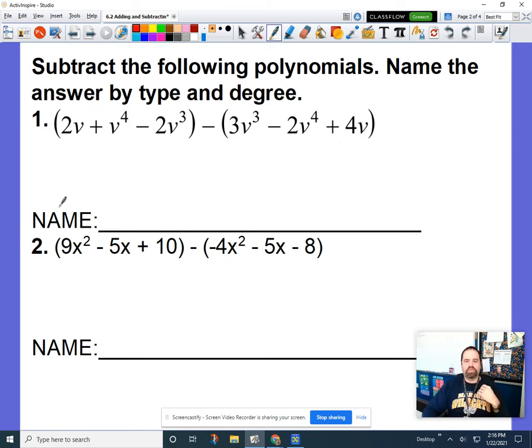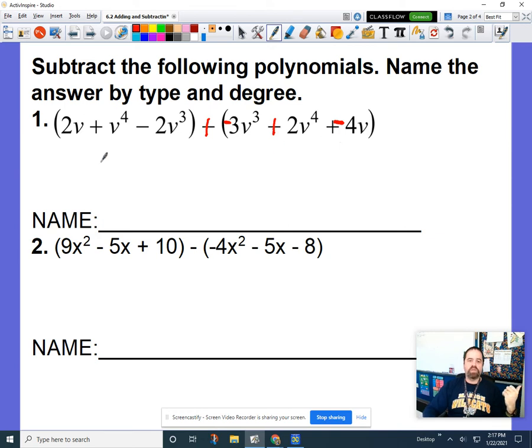So looking at this, we're going to do two things. We're going to actually subtract our polynomials, and then we're going to name them just to keep that vocabulary fresh in our heads. I'm going to start by changing my subtraction to addition, and everything in the second polynomial is going to switch to its opposite. So my positive 3 is now negative, my minus 2 is now plus 2, and my plus 4 is now a minus 4. Okay, that's really the tricky part of it.